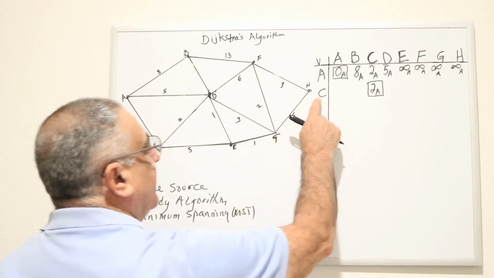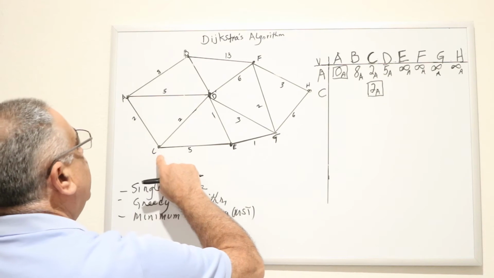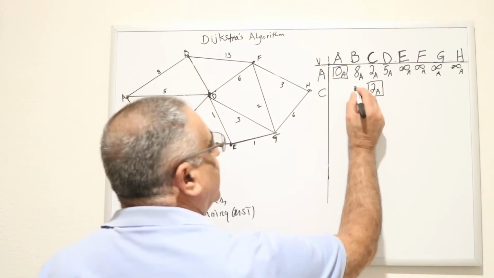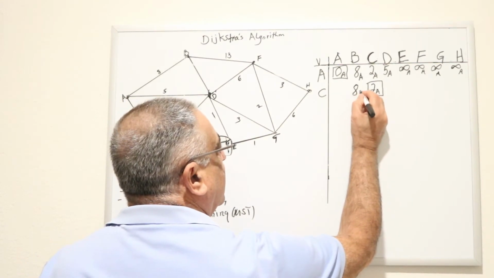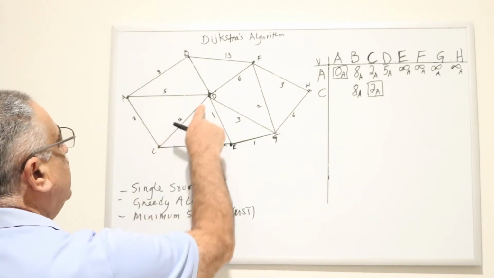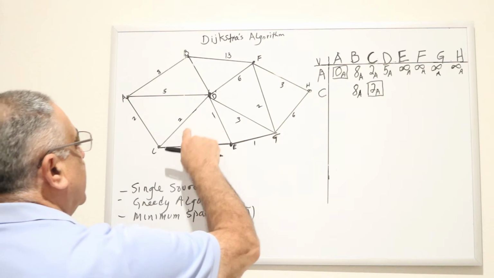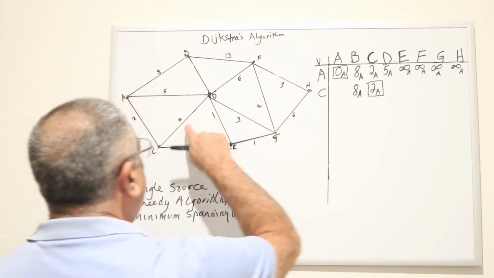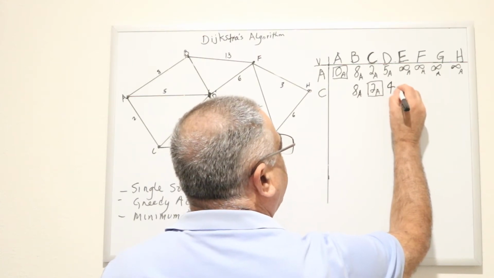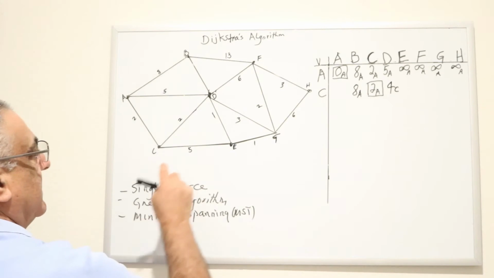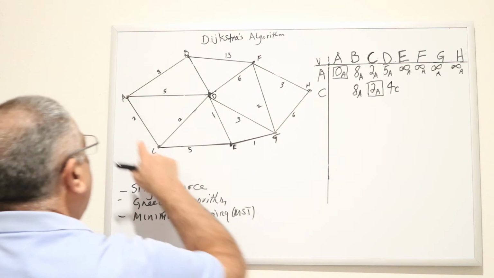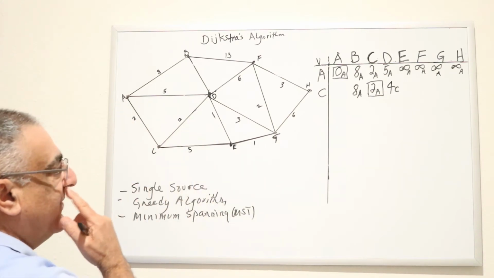What is the distance from C to B? C to B, there's no direct connection, so I have 8, I'm going to bring down the 8. Now C to D, there is a 2. So 2 plus 2, which is 4. Well, 4 is cheaper than 5. So C to D is 2 plus 2, or A to C, C to D, that's 4.